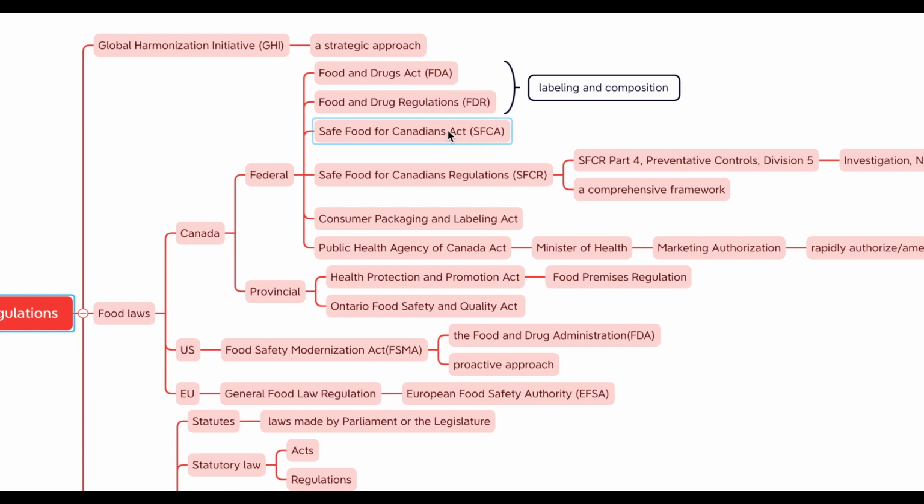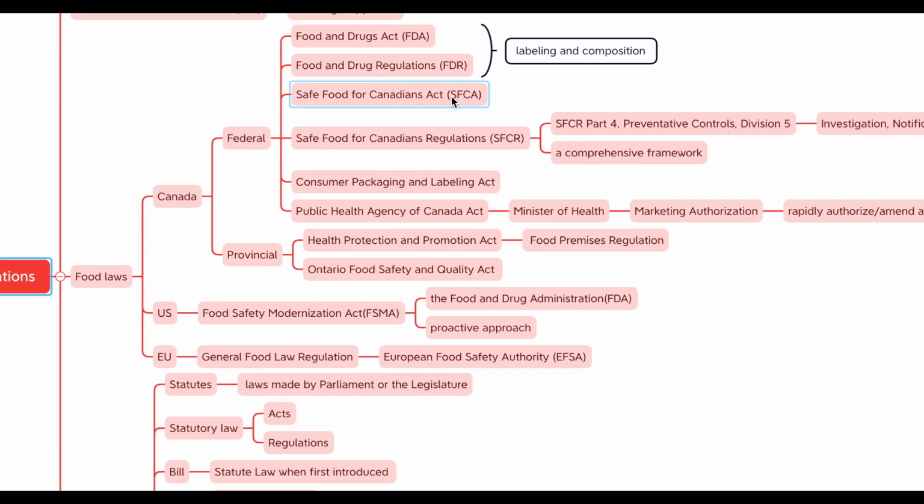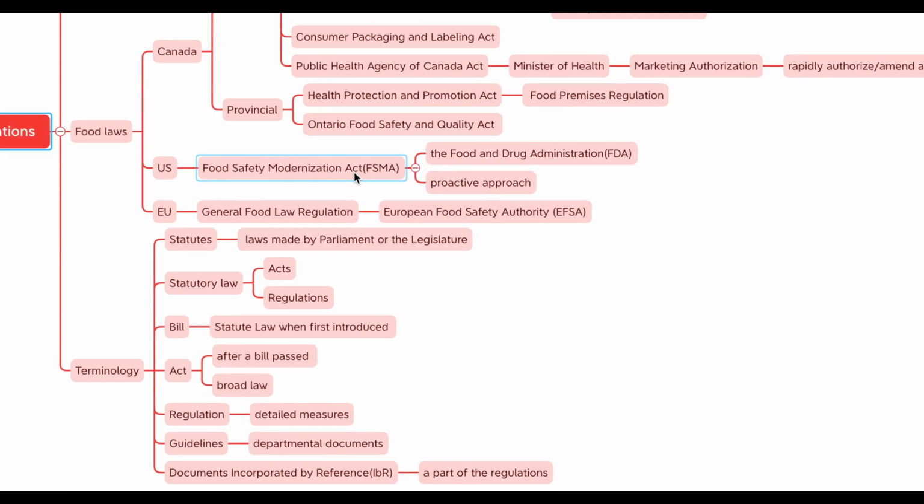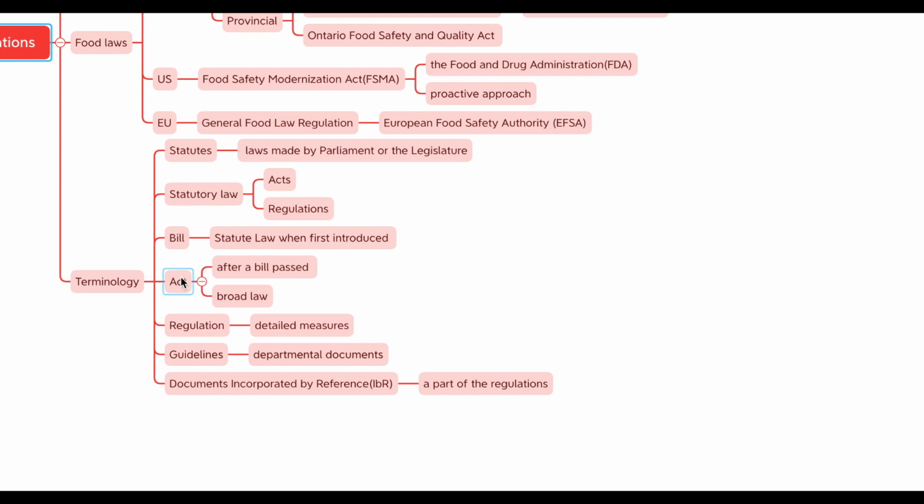Okay, and then we're gonna have some terminology explained. So we can see that each act has a corresponding regulation, right? For instance, SFCA has the Safe Food for Canadians Regulations, SFCR. So what is an act? An act is a broad law passed by a legislative body like Parliament, while a regulation is a specific rule made under an act, providing detailed measures to implement the act. They both have legal force.